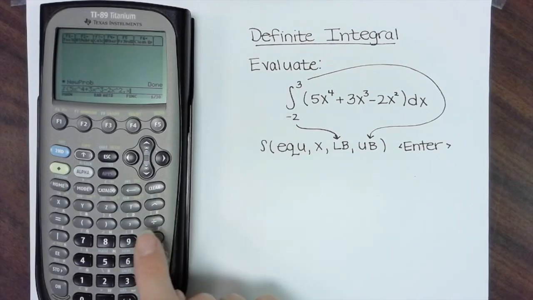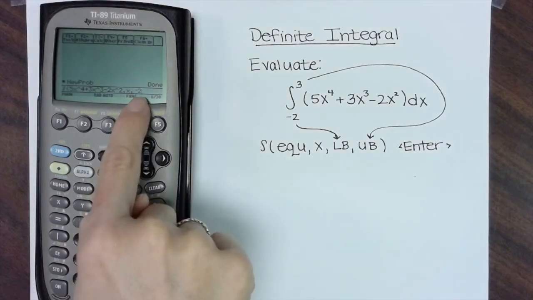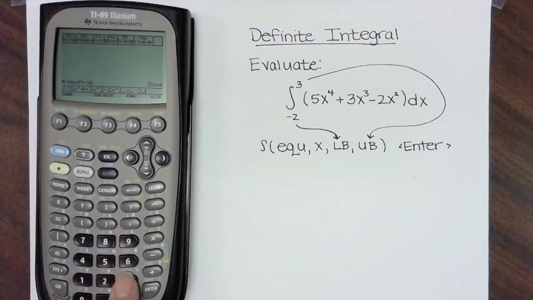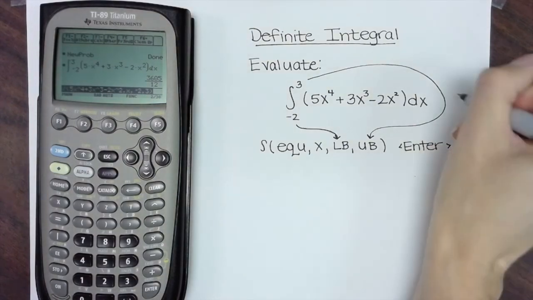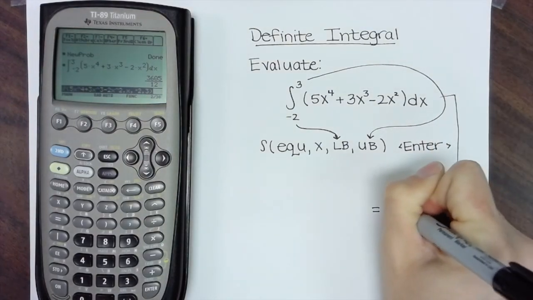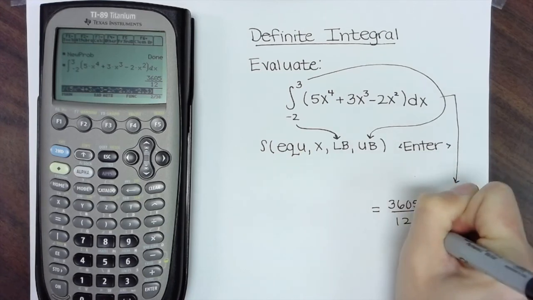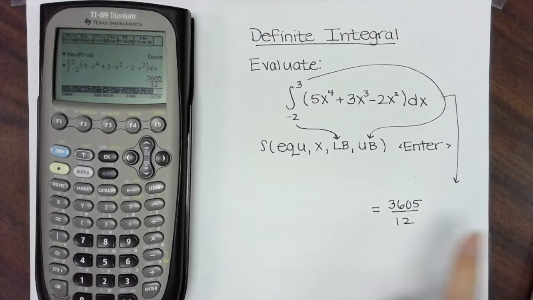we have to tell the calculator what they are. So comma, the lower bound of the problem is -2, so I'll type that next, comma, the upper bound, 3. Close the parenthesis, so I've now typed that, and hit enter. And your calculator does all the work for you. So this integral is equal to 3605 over 12.